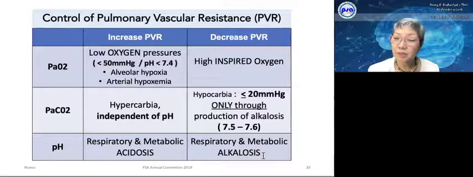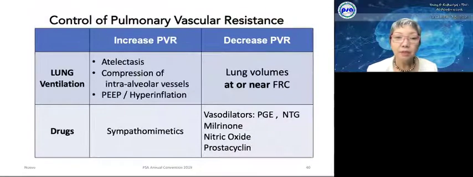So promote respiratory and metabolic alkalosis. But on the other hand, whenever we are not properly ventilating a patient, regardless of the pH, whether our pH is 7.35 to 7.45, but we are hypercarbic at 60, 65, then there will be increases in pulmonary vascular resistance. So acidosis, whether respiratory or metabolic, can lead to further increases in pulmonary resistance.